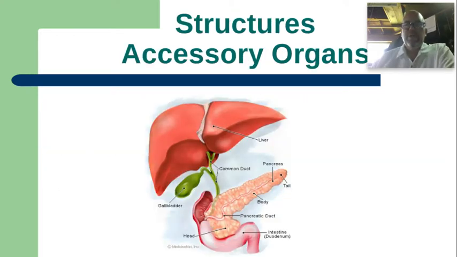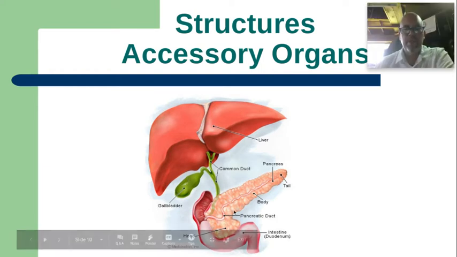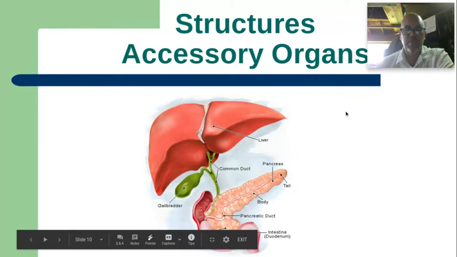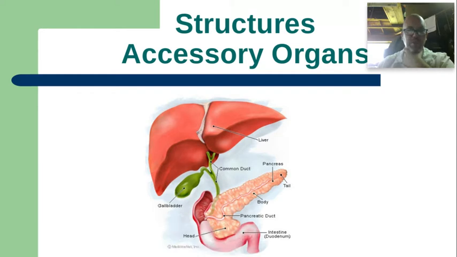The accessory organs, the structures of what we were just talking about: the liver right here. Here would be your gallbladder. This is the pancreas that we were just discussing as well. And then you have the intestines wrapped around this and some more organs along the way as well.